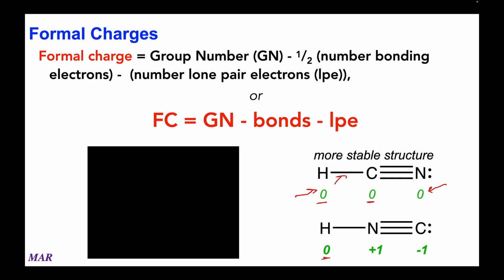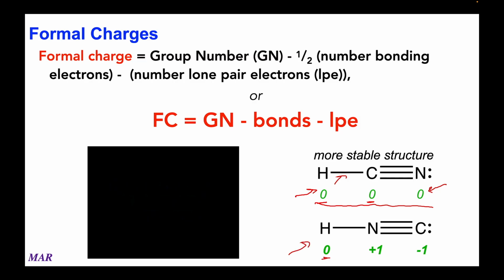Now if this is a good Lewis structure, all the formal charges together should equal the charge on the molecule. 0 plus 0 plus 0 equals 0, and that's good because HCN is a neutral molecule. All right, so this is a good resonance structure. But now let's look at the lower example.